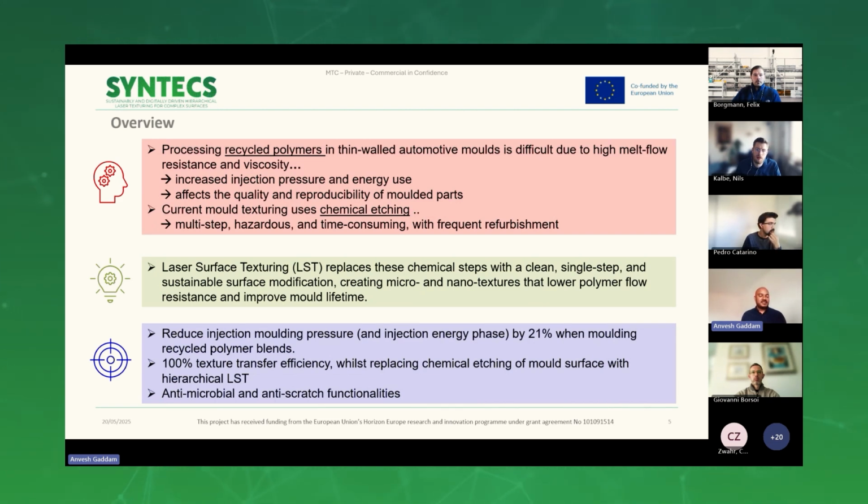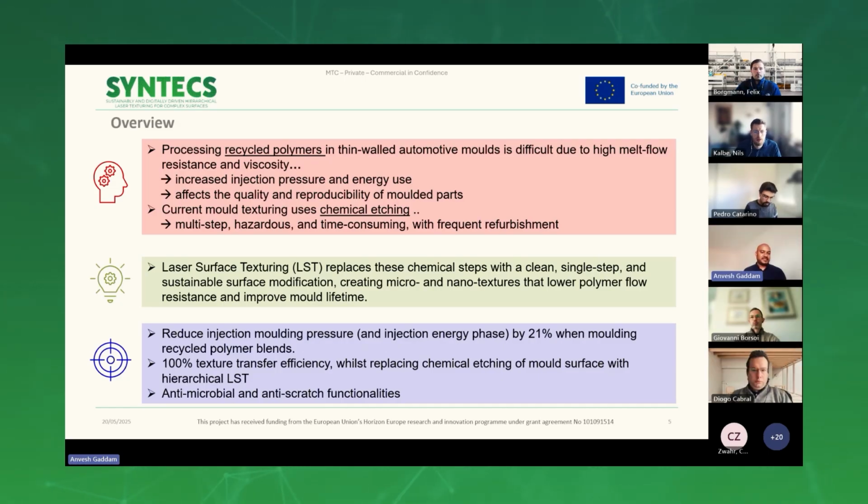The key performance indicators, or key objectives, for this case study are to reduce the injection molding pressure by 21% when we use the recycled polymer blends, achieve 100% texture transfer efficiency, and replace the chemical etching steps with single-step hierarchical laser texturing. Additional functionalities are also sought by Stellantis, which are antimicrobial and anti-scratch. In the next slides, I'll present the approaches we have taken to achieve these functionalities.